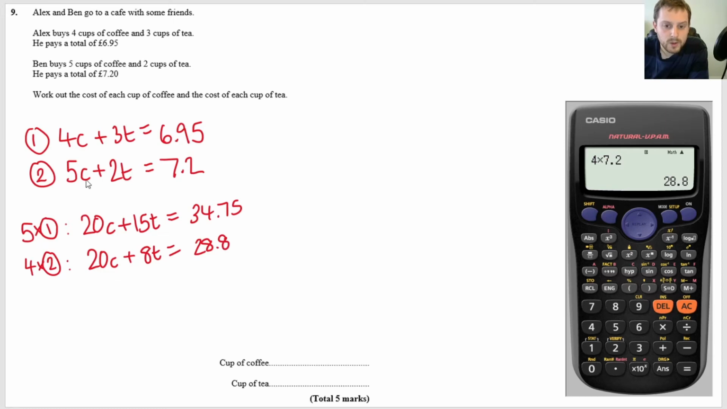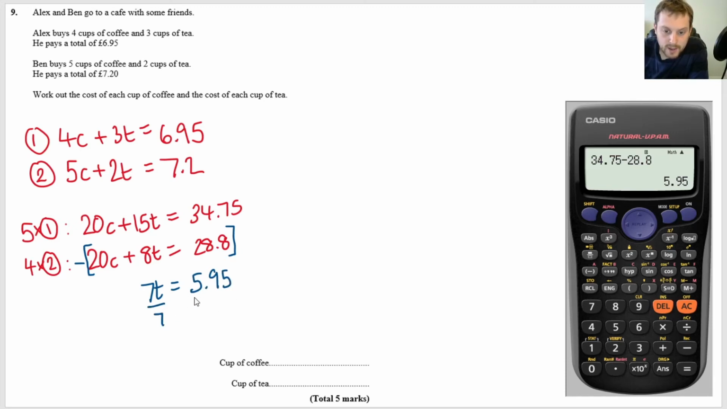And then you can do the subtraction pretty much straight away in this situation, right? If you look at this, you are taking the whole thing away. So 20c take away 20c, that's nothing, that goes. 15t take away 8t leaves me with 7t. And 34.75 take away £28.80. So let's work this out. 34.75 take away 28.8 is 5.95, or 5.95 if we're not talking about money.